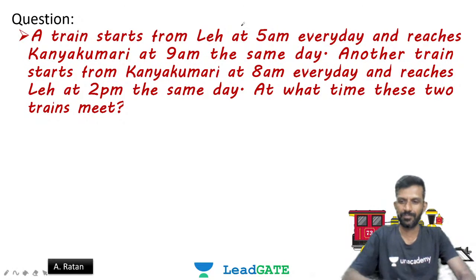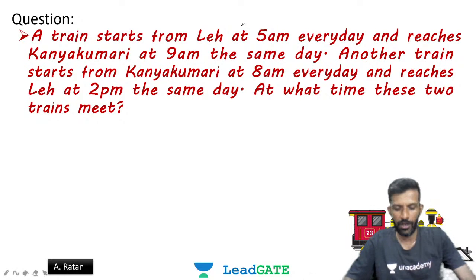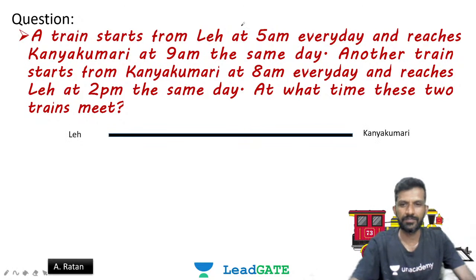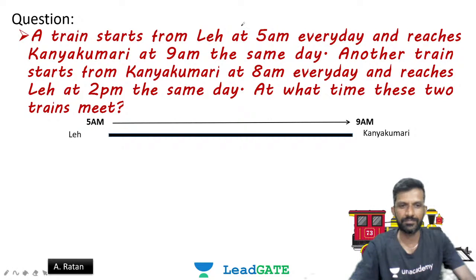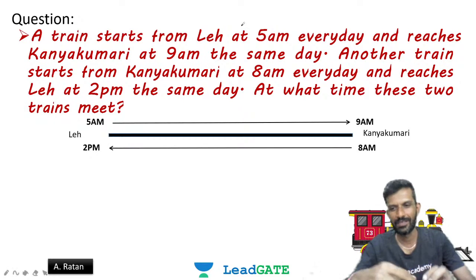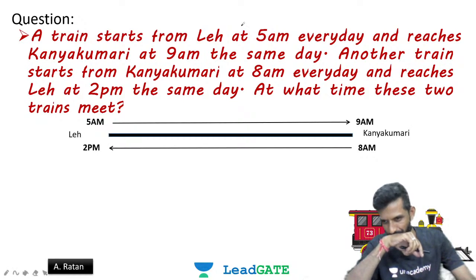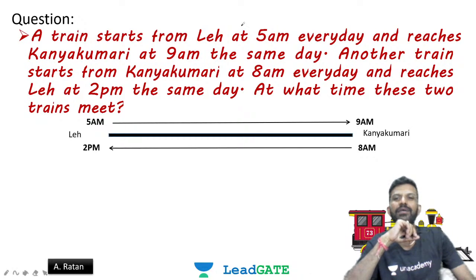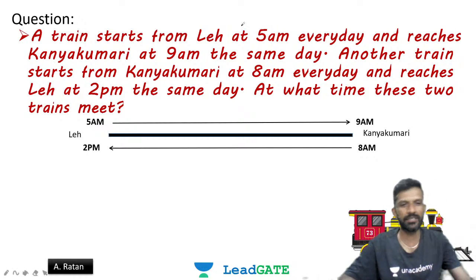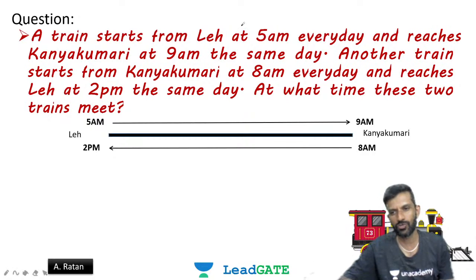Tell me the answer. Now, let me tell you, here one train is starting from Leh at 5 AM, reaching Kanyakumari at 9 AM the same day. Another train is starting from Kanyakumari going to Leh, starting at 8 AM and reaching Leh at 2 PM. So at what time will these two trains meet? 5 AM to 9 AM, that train is taking only 4 hours. 8 AM to 2 PM, the Kanyakumari to Leh train is taking 6 hours. So here you cannot use the shortcut, nor can you divide the line.